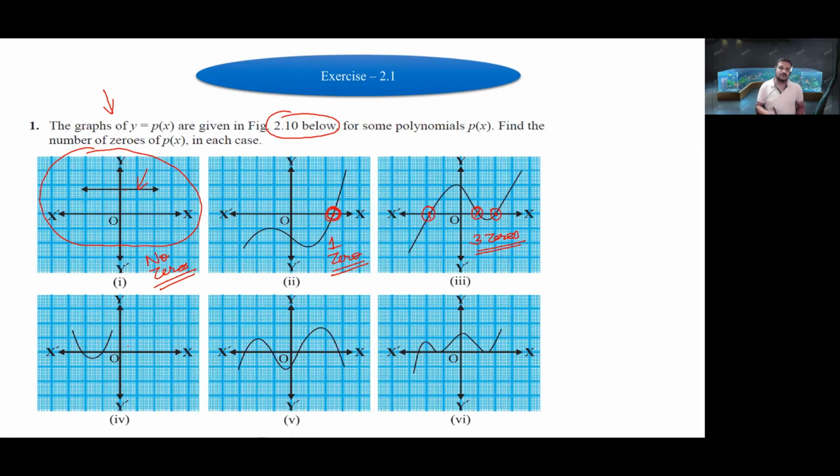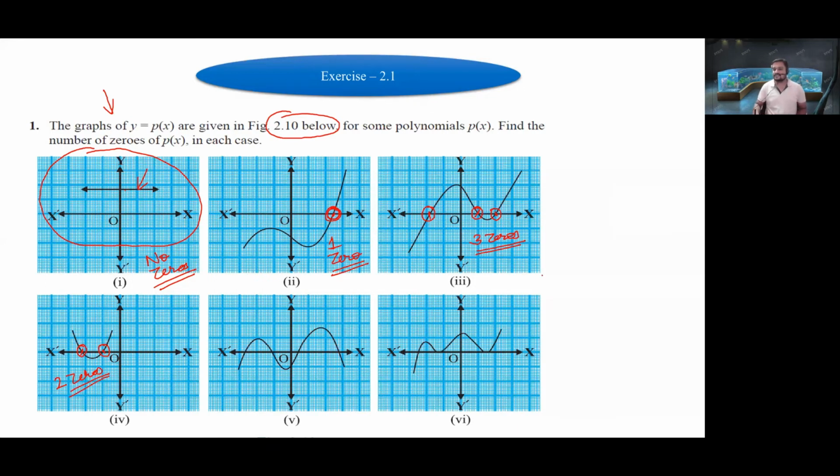Okay. What about the fourth one? Yes, Sarvadnya. Yes, sir, 2 zeros. Why, Sarvadnya, 2 zeros? Why we will get 2 zeros only? Sir, because it is intersecting x-axis at 2 points. Absolutely correct. This is the first point and this is the second point. It is intersecting the x-axis at 2 points. So we will get 2 zeros.